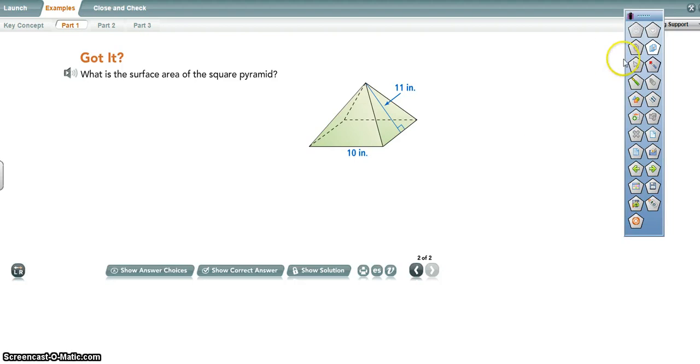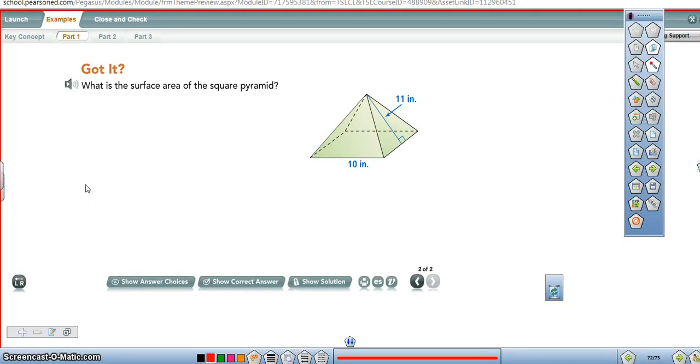Alright, on this one we have another square pyramid. It would be a good time to pause the video to try this one and make sure you can do it on your own. Then play the video to see if you did it right.